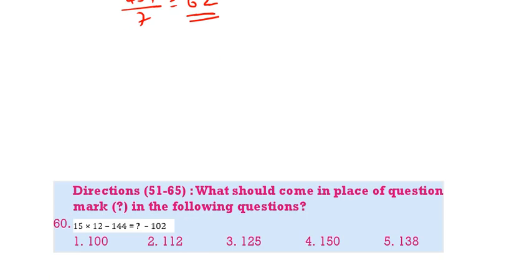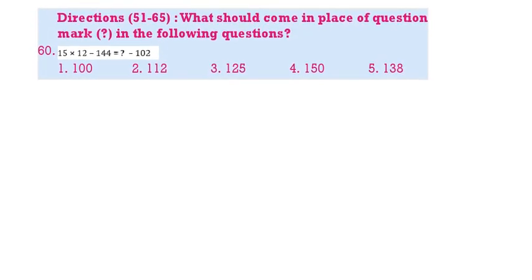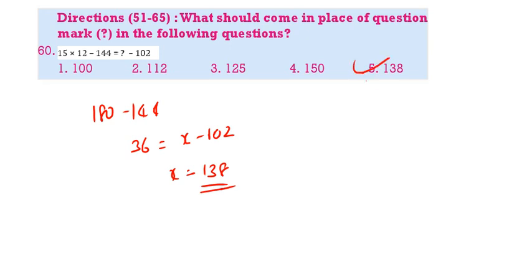62. Next question. 15 into 12. What is 15 into 12? 180 minus 144, that is 36, is equal to x minus 108. X is equal to 138. Option 5 is the correct answer.